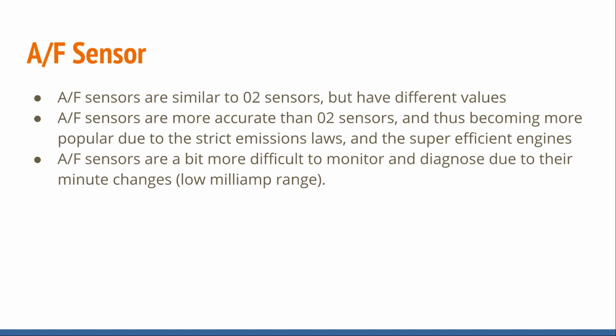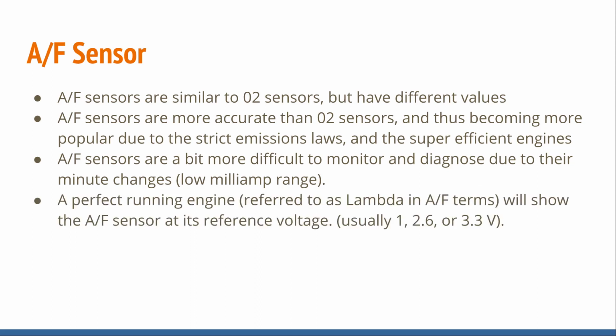Now, AF sensors are a little bit harder to monitor and diagnose due to their minute changes. They have a very low milliamp range. All right, so on a perfect running engine, it's going to show the AF sensor at its reference voltage, which is also called lambda. They call lambda the perfect reading. So here's some different examples, different manufacturers have different reference voltages.